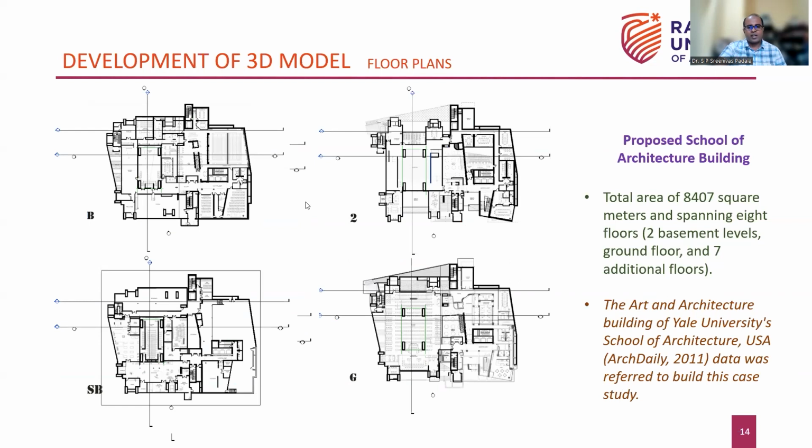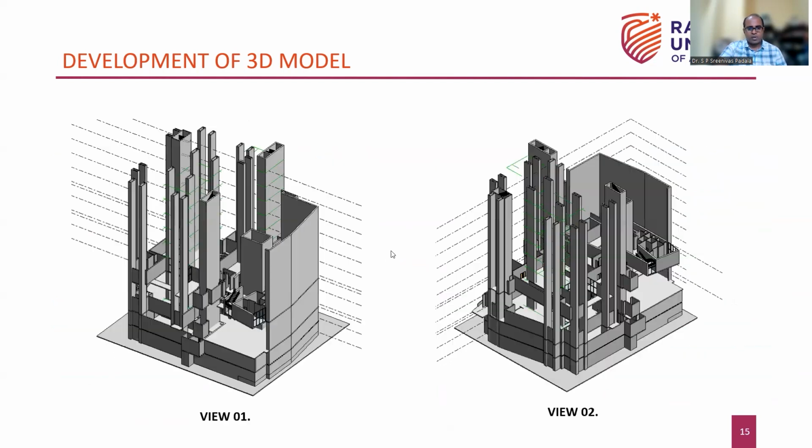This is the case I have taken. It's a proposed school of architecture building. It has a total area of 8,407 square feet. Basically, it is proposed in India. These are the plans which I have taken up for the new project. Now these are the volumes. Just one sample I'm showing. You can see how the volumes are modeled here.